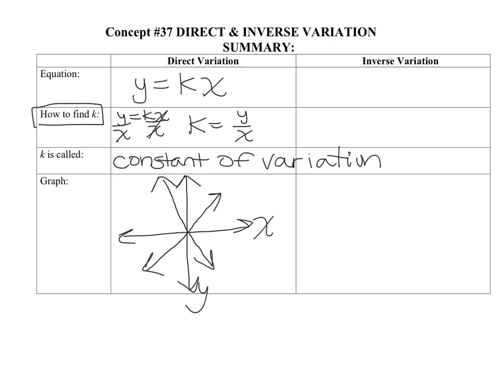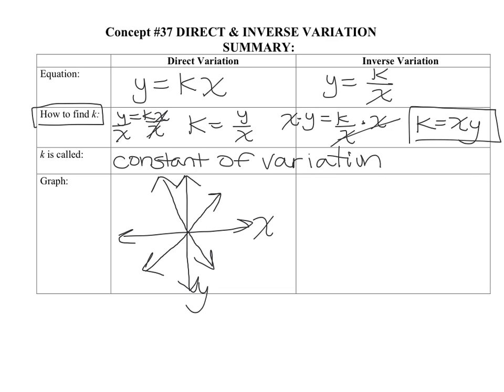Inverse variation. Instead of y equals the constant times x, it's y equals the constant divided by x. So it's y equals k over x. So now down, how do I find k? Well, think about what I have to do. If I have y equals k over x, to get k alone, I have to multiply both sides by x, don't I? Right? So to get the constant, you have to multiply x and y together. So that's how you find the constant, okay?